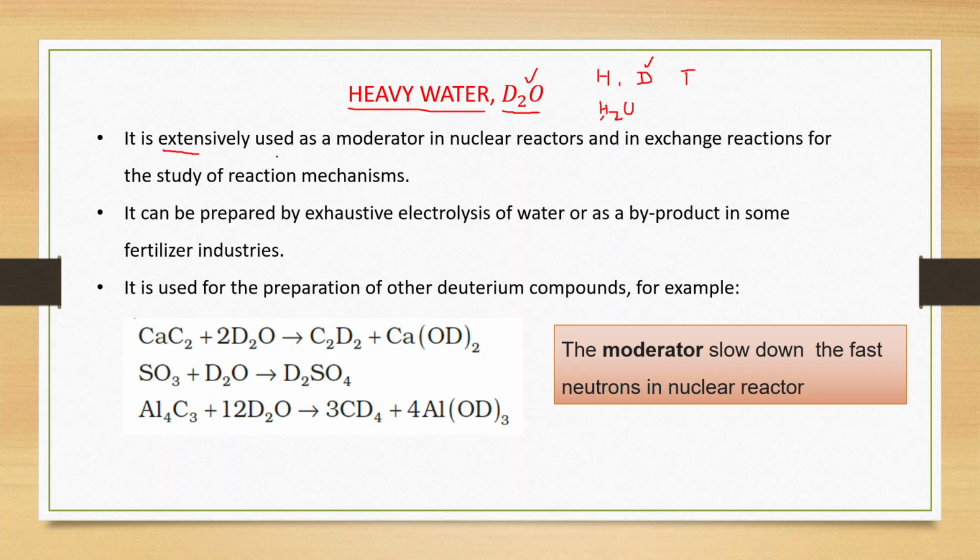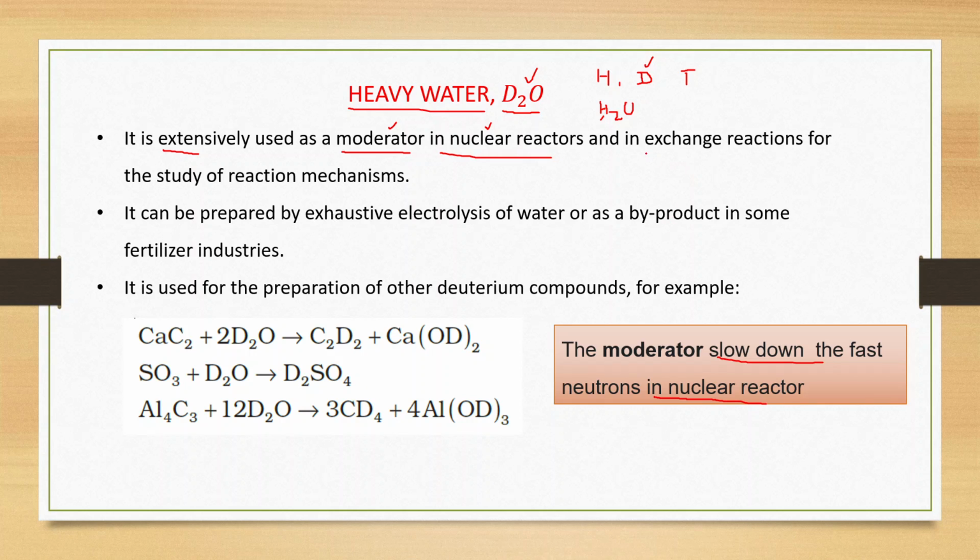It is extensively used as a moderator in nuclear reactors. What is this moderator? I think you are familiar with the nuclear reactor. In a nuclear reactor, nuclear fission reactions are carried out, which convert nuclear energy into electrical energy. In this case, a heavy nucleus will split into smaller nuclei along with the release of neutrons. The moderator slows down the fast neutrons in the nuclear reactor. This is the role of heavy water.